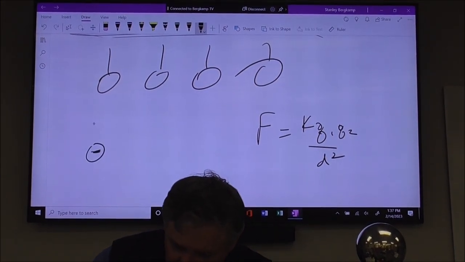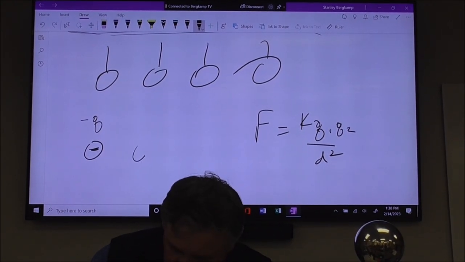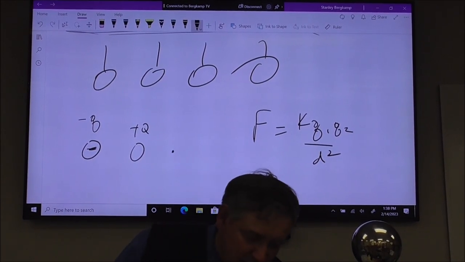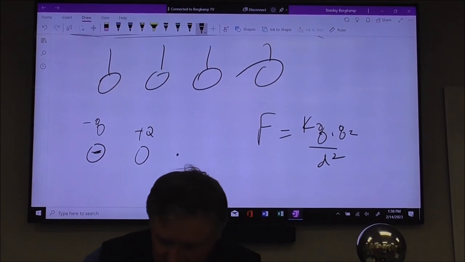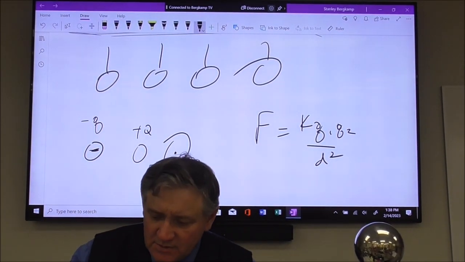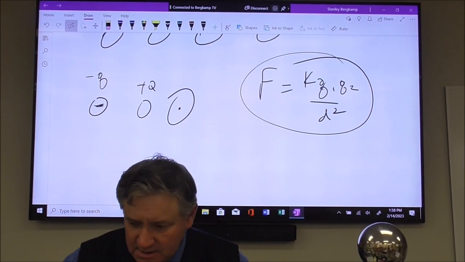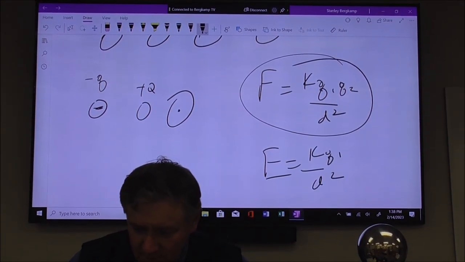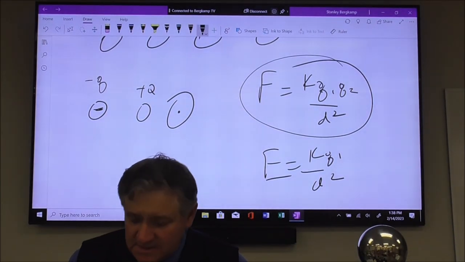So if you look at this one, you have a negative Q here, and then you have a positive Q here, and then you have the dot. The positive charge is positive Q. What's the negative charge if the electric field at the dot is 0? This is a vector quantity, so you have two ways you can view this. One is forces. The other is F equals KQ over D squared, which is the value of your electric field. Electric fields are vector quantities.